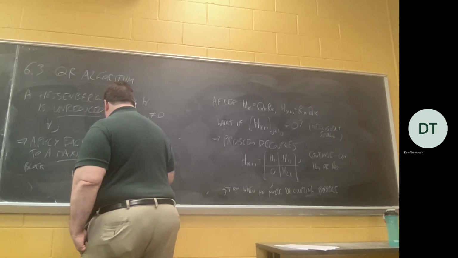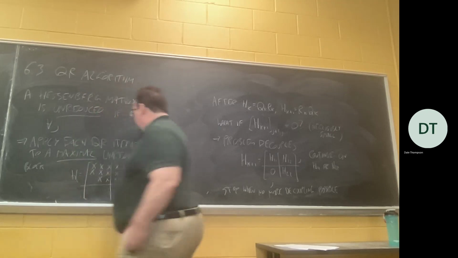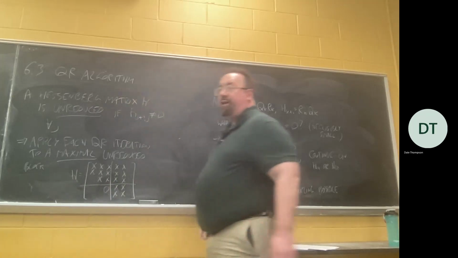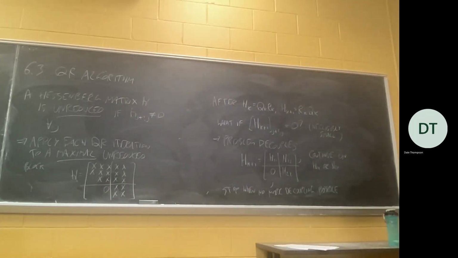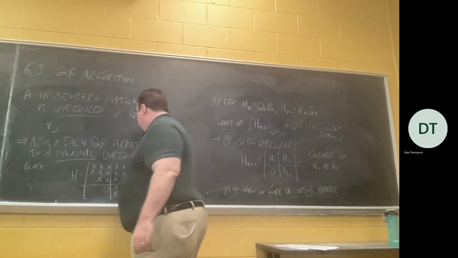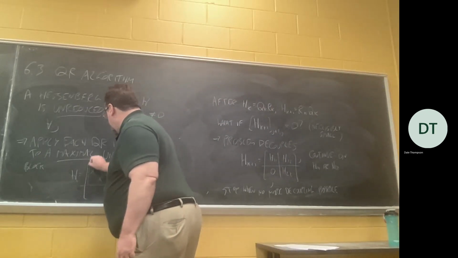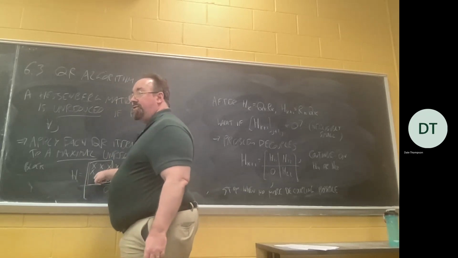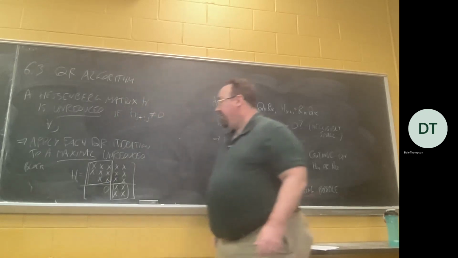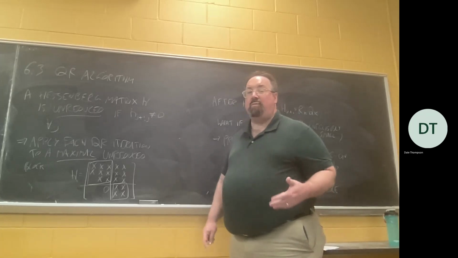Okay. Yeah. So here, this is an example of that because this entry in row 4, column 3 is 0. So H itself is not unreduced. So what you can do is apply QR iteration to this block, this 3 by 3 block here, or that block right there. Either one would be fine.